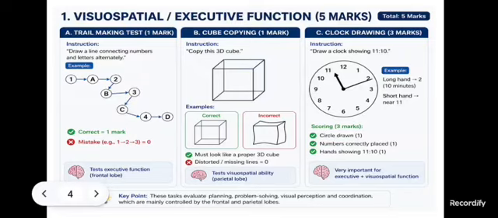In the cube copying test, the patient is asked to copy a cube exactly as shown in the following image. If he is able to copy the cube correctly, he is given 1 mark. In the clock drawing test, the patient is asked to draw a clock with the correct time. If he is able to draw the circle properly, he is given 1 mark. If he is able to number the clock properly, he is given 1 mark. If he is able to draw the clock hands, he is given 1 mark.